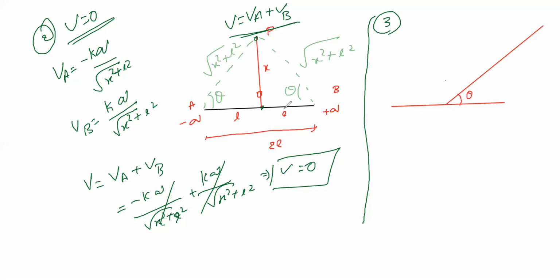Here there is a perpendicular. Remember, there is a perpendicular, and it is making an angle. This is minus q and this is plus q. Looking at the distance, I'll take this as point a and this as point b. This is the center, this is L and this is L, so the total is nothing but 2L.